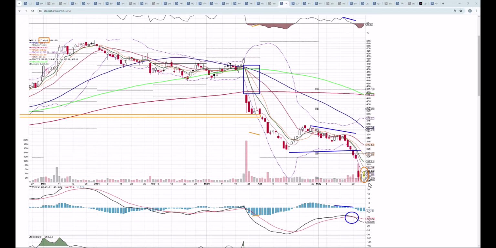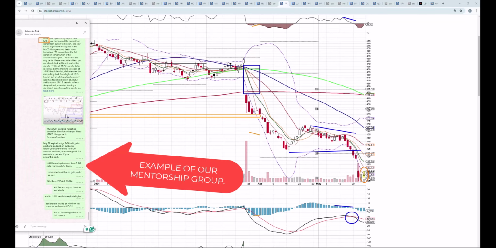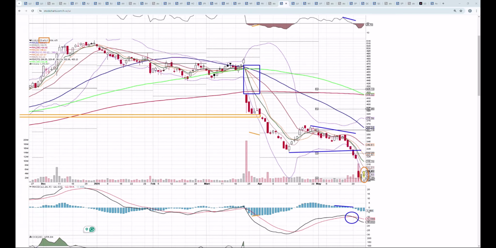Earlier this morning, I called out a signal for our alerts group and our mentorship group. I said, hey guys, Lulu's nearing the bottom. I'm going to show you: June 7th, 340 calls. Earnings are on 6.5. Pilot positions. That's where we called it, and you can see the timestamp and everything else that's there.